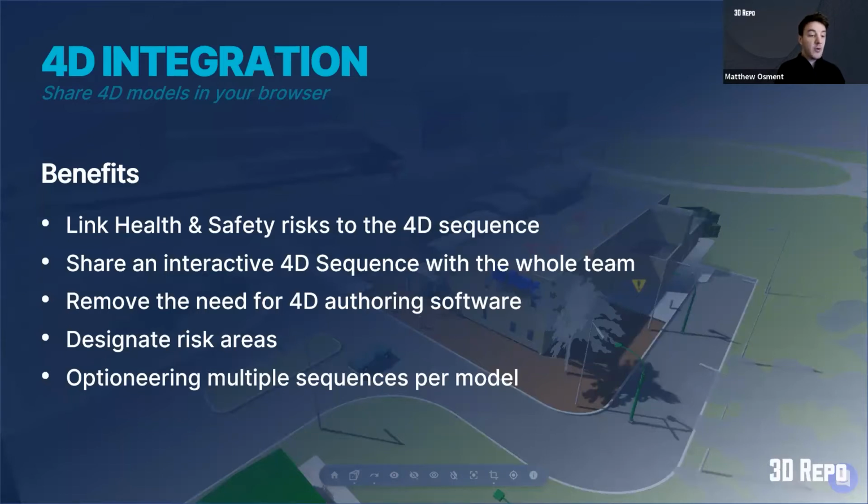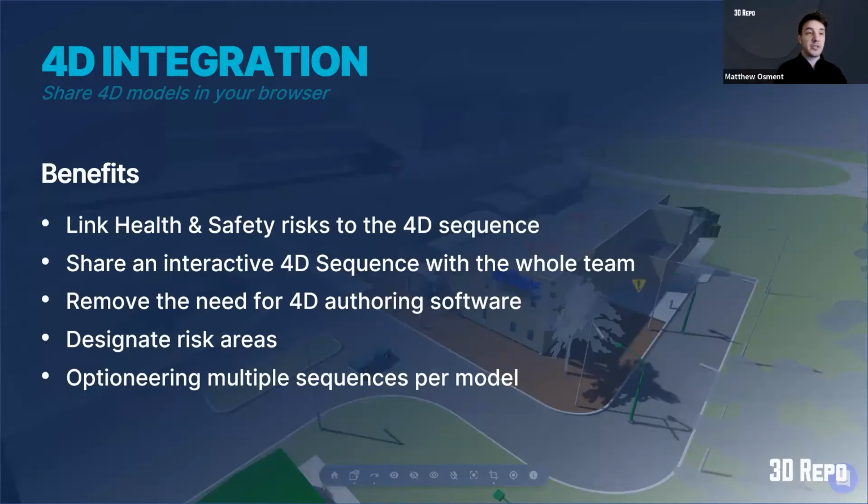sequence. We've also added areas and lines, allowing you to tag those up to health and safety risks, which we'll see in a second. And what that allows you to do is, rather than pin a point for a health and safety risk, you can actually say, okay, maybe this void is a risk, or this whole edge is a problem. And we also allow you to optioneer multiple sequences per model.